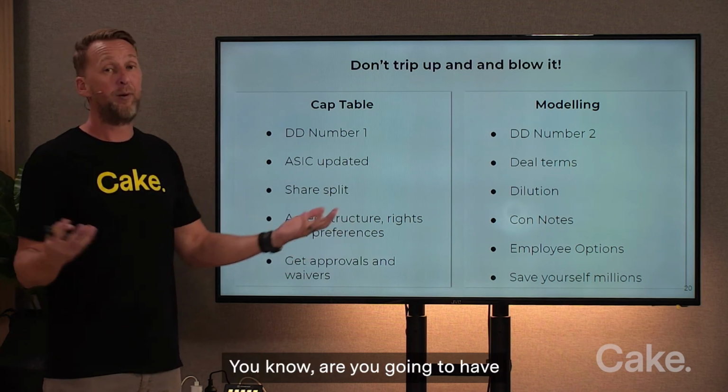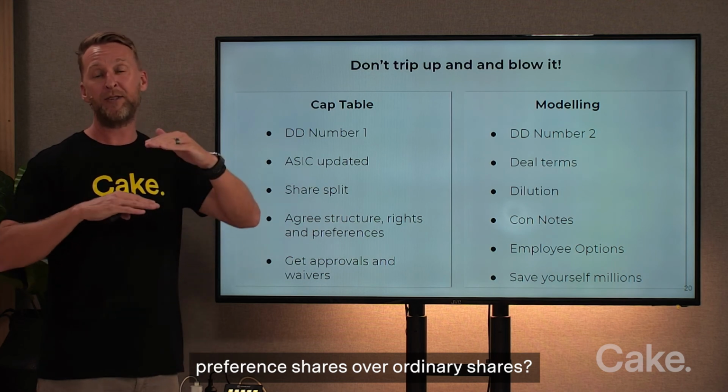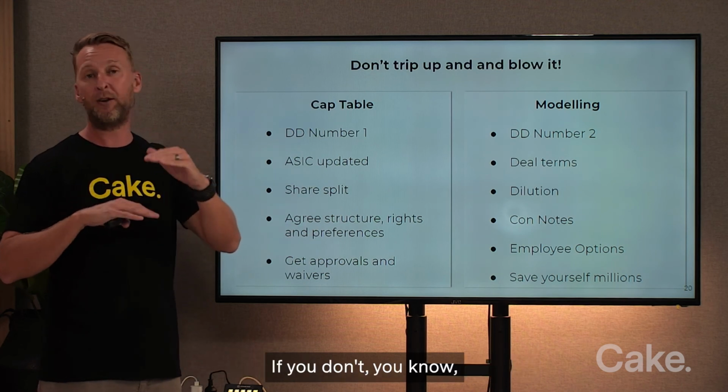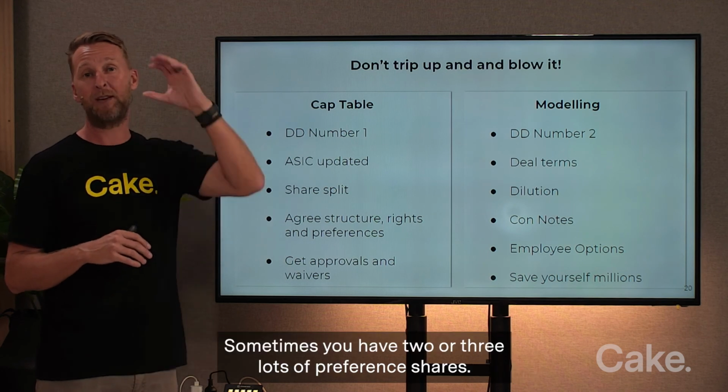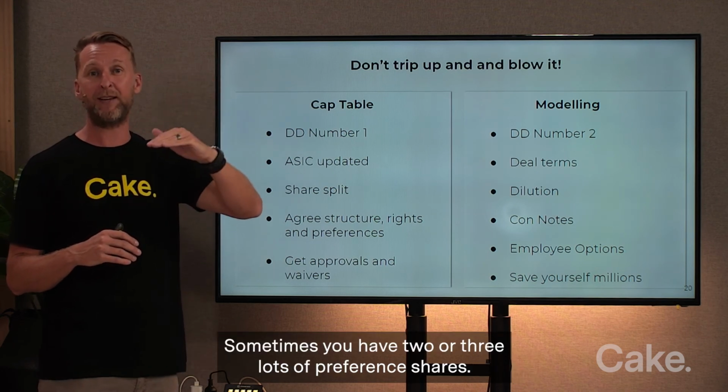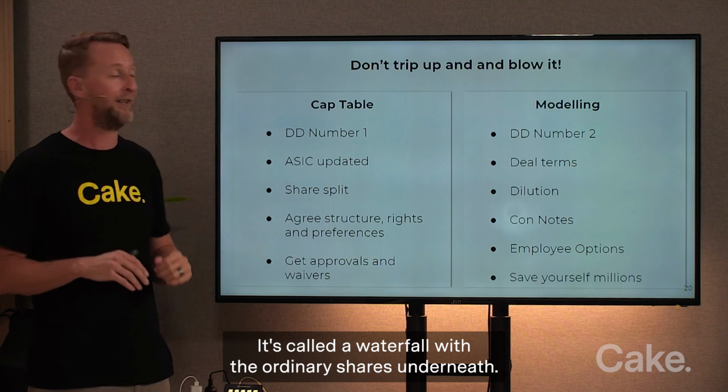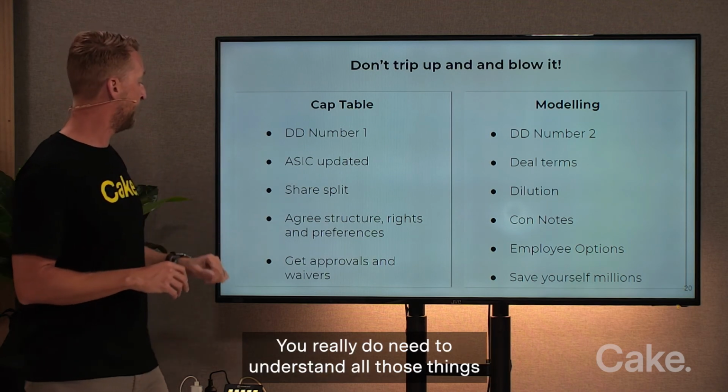Are you going to have preference shares over ordinary shares? Do you even know what that is? If you don't, you've got to start learning those things. Sometimes you have two or three lots of preference shares. It's called a waterfall with the ordinary shares underneath. You really do need to understand all those things.